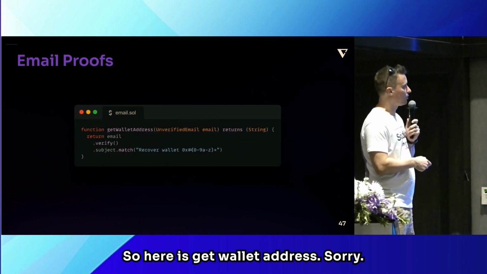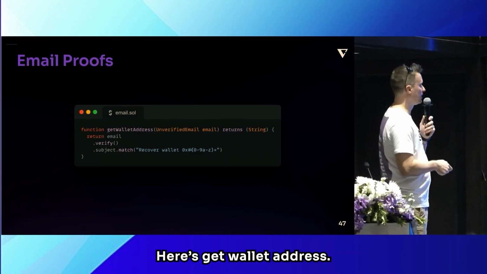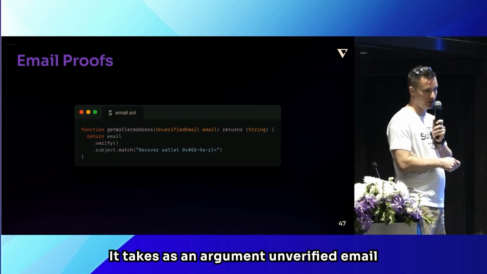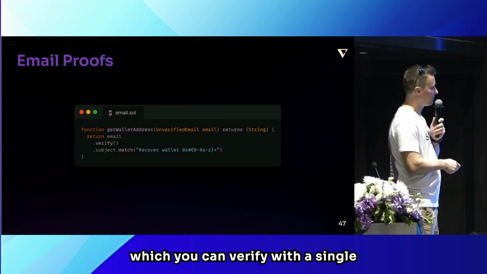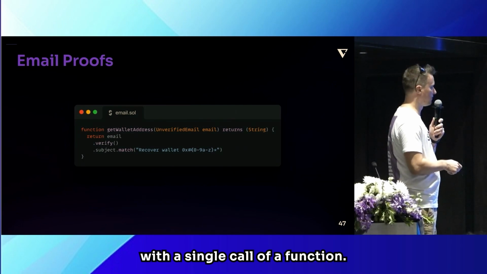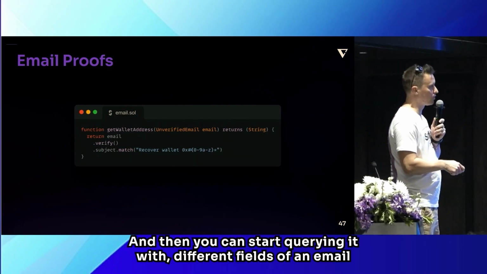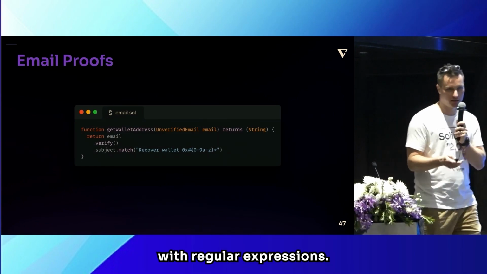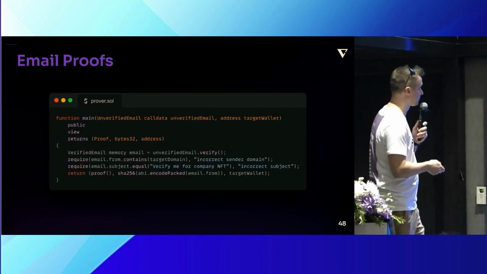So let's look at the code. So here is get wallet address. It takes as an argument an unverified email, which you can verify with a single call of a function, and then you can start querying it with different fields of an email with regular expressions.